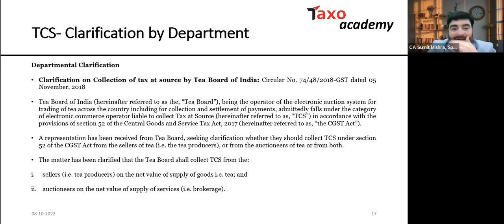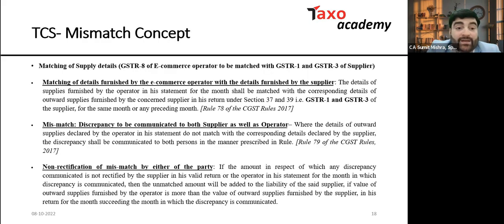So it is clarified by the government that yes, the Tea Board of India is acting as an e-commerce operator, and it has to comply with all the provisions of TCS, and has to collect TCS on all the supplies being made through that particular portal. So that's an important clarification. If somebody is dealing with these particular clients, then they can use this clarification.